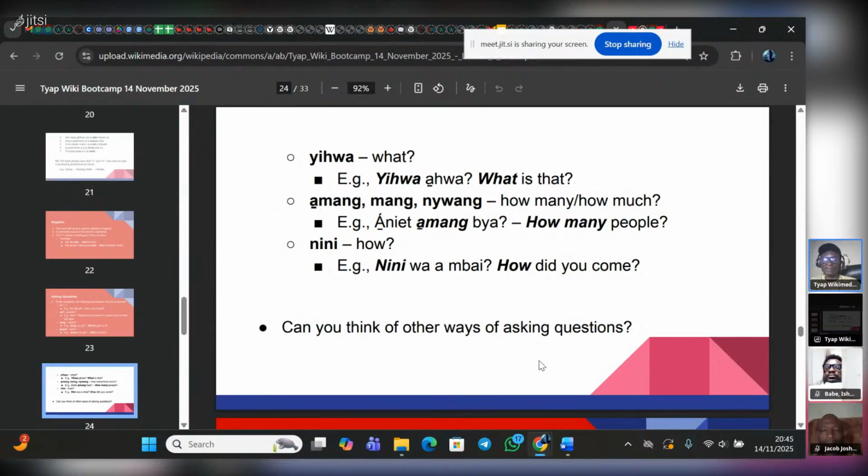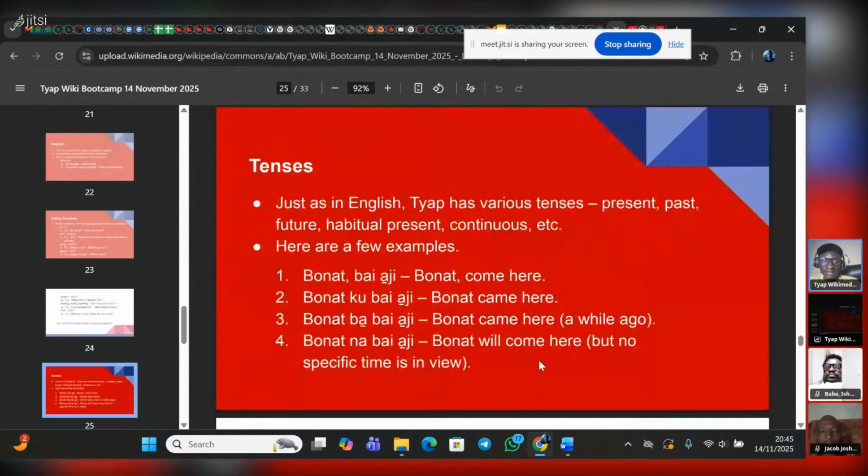Then the second to the last part of our lesson today is the tenses in Tyap. Many students will be asking, are there tenses in Tyap? Do we have present tense, past tense, future, habitual, continuous, and so on? Yes, we do. Most times, Tyap verbs can be used for simple present, and they can also be used for simple past. That's the way Tyap verbs work.